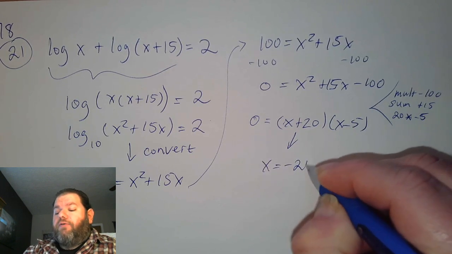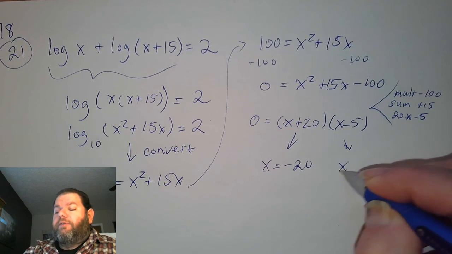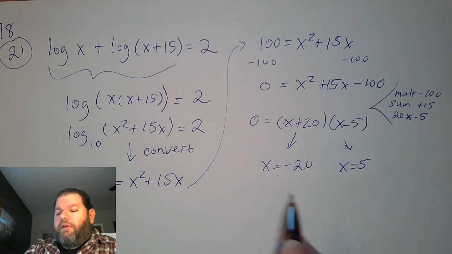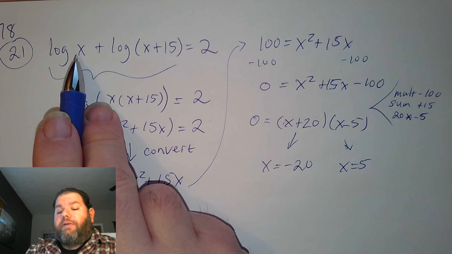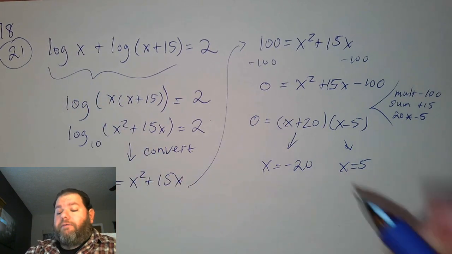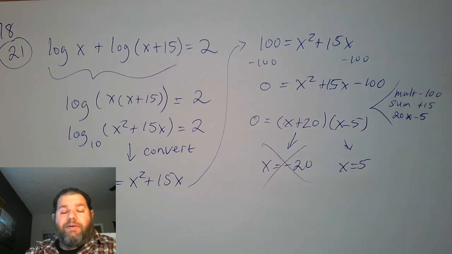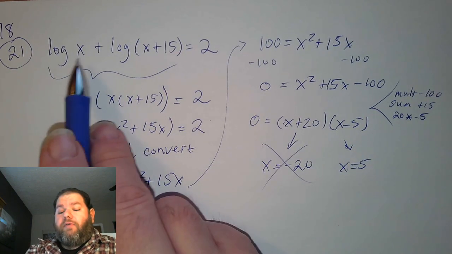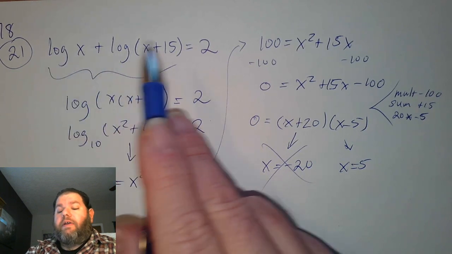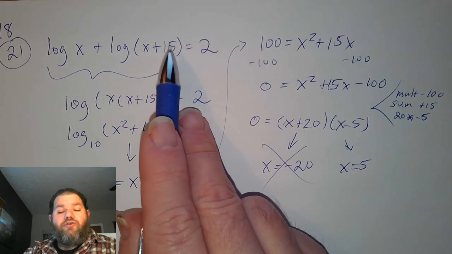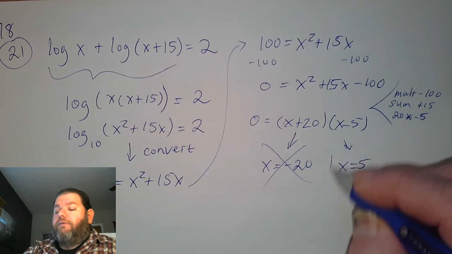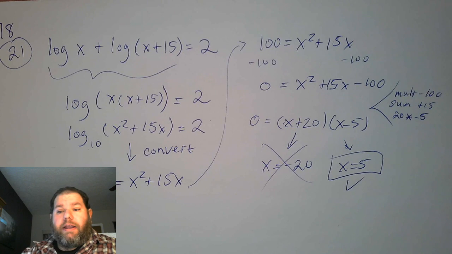X equals negative 20, x equals positive 5, and if we plug those in, if we plug in negative 20 here, we just have log of negative 20. Well, we can't take log of a negative number, so that just simply does not work. 5, however, plug in log of 5. That's a positive number, so we can take the log of it. 5 plus 15 is 20. That's a positive number, so we can take the log of it. So 5 is valid and our only correct answer.